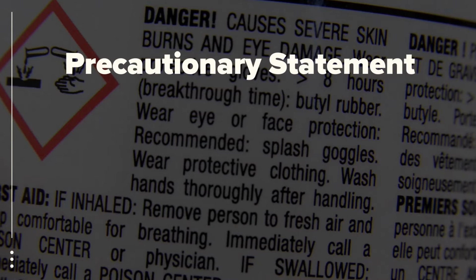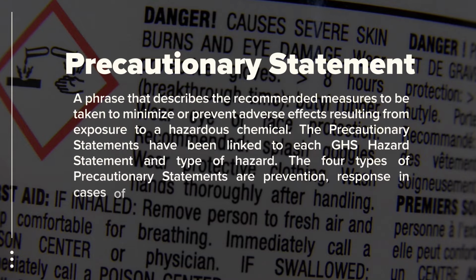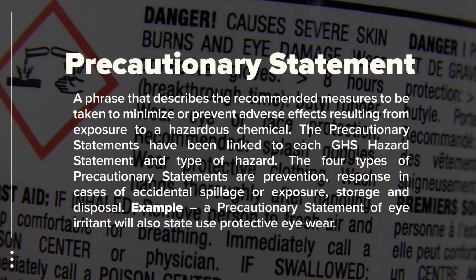Precautionary statement: a phrase that describes the recommended measures to be taken to minimize or prevent adverse effects resulting from exposure to a hazardous chemical. The precautionary statements have been linked to each GHS hazard statement and type of hazard. The four types of precautionary statements are prevention, response in cases of accidental spillage or exposure, storage, and disposal. Example: a precautionary statement for eye irritant will also state use protective eyewear.